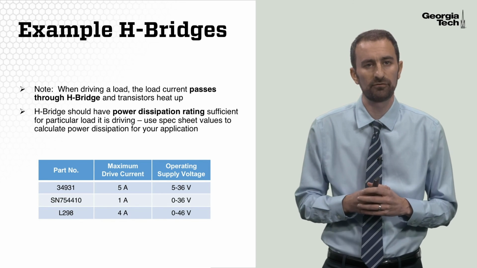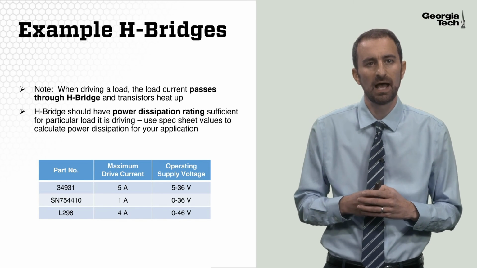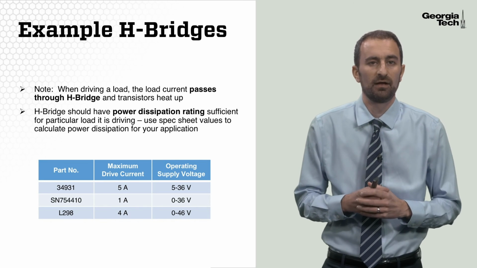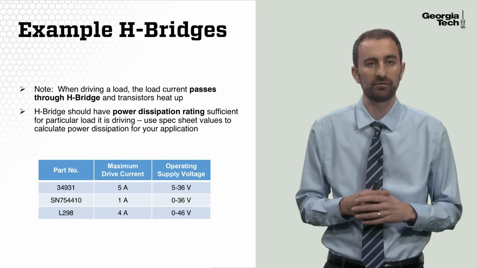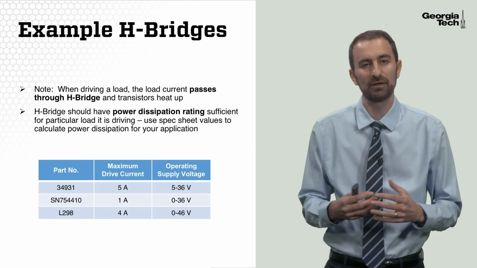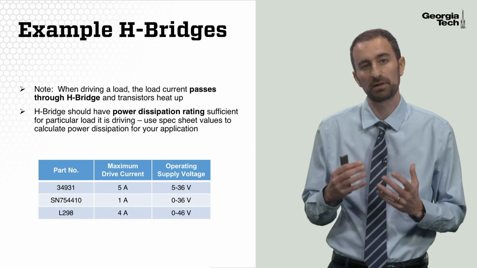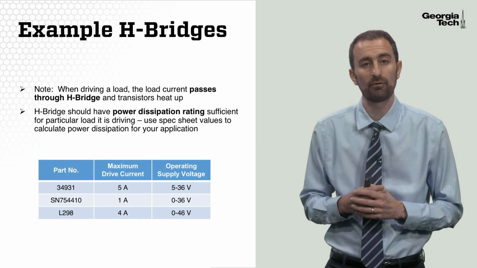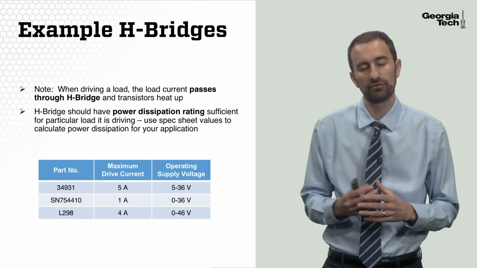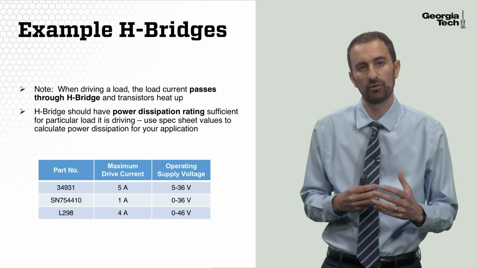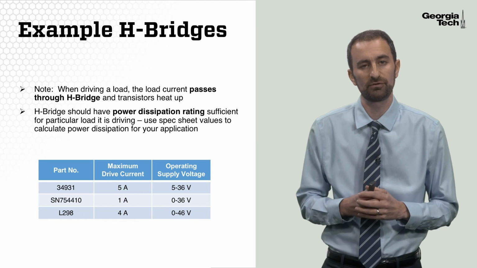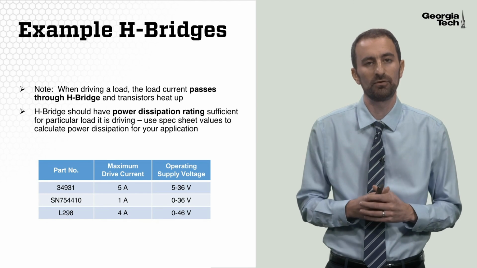A couple of typical H-bridge models are listed here, and we can see that two of the key specifications are the maximum current that you can put through this H-bridge, for instance, 5 amps, 1 amp, or 4 amps. And then finally, the supply voltage range that we can use to power our load. Typically there's a very wide voltage range, and a typical motor might require 12 volts or 20 volts or even 5 volts. And so a lot of these H-bridges will support really any of those input voltages to our motor.